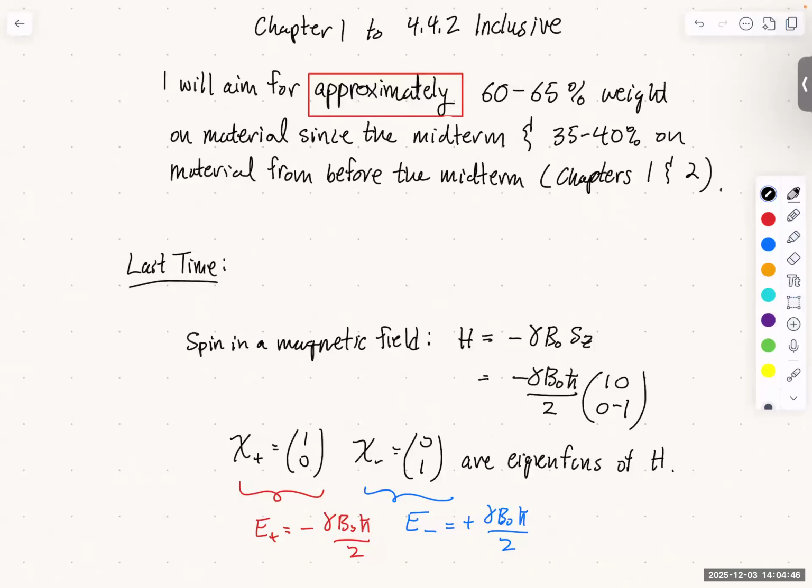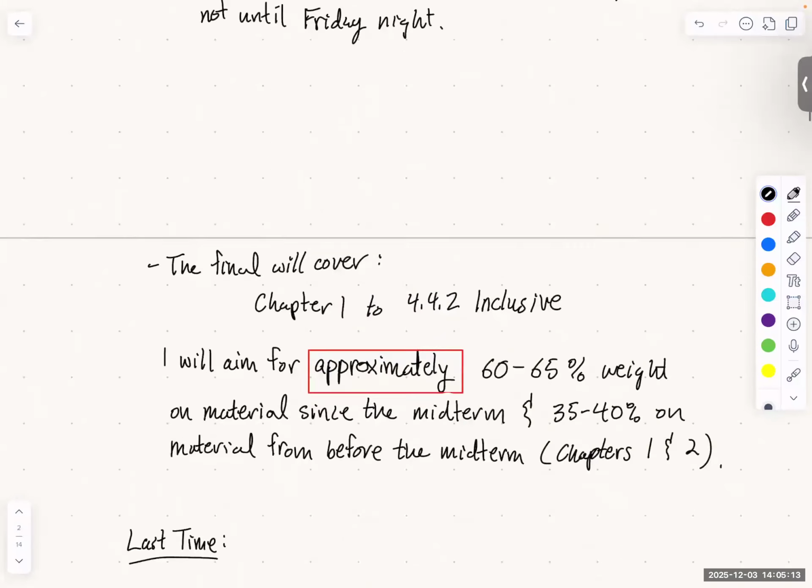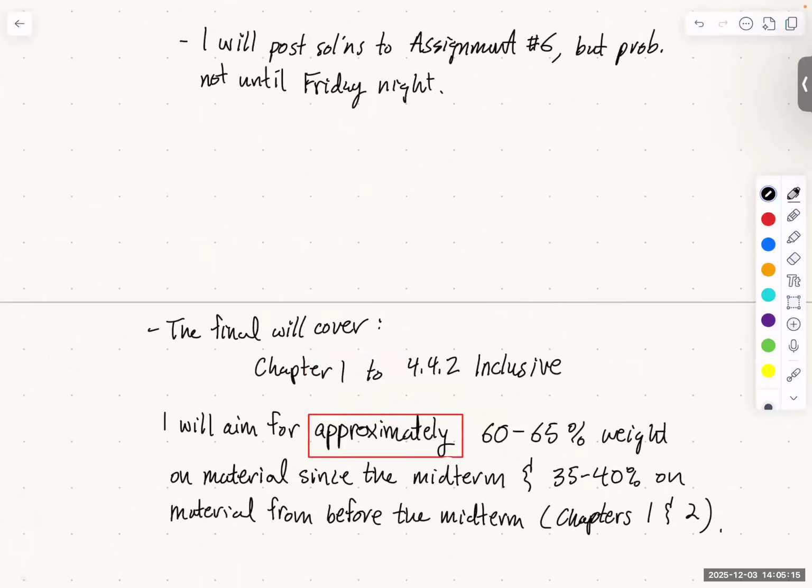What I am going to try to do, and this is just a guideline, it's not like a rigid, this is exactly how it's going to break down, but I'm going to try to make it about 60 to 65% material since the midterm. And that's going to be essentially chapters 3 and 4. And then the rest, the 30 to 40% that's remaining, will come from chapters 1 and 2. Okay, so that's the plan. Any questions about any of those logistical things? All right, not seeing anything.